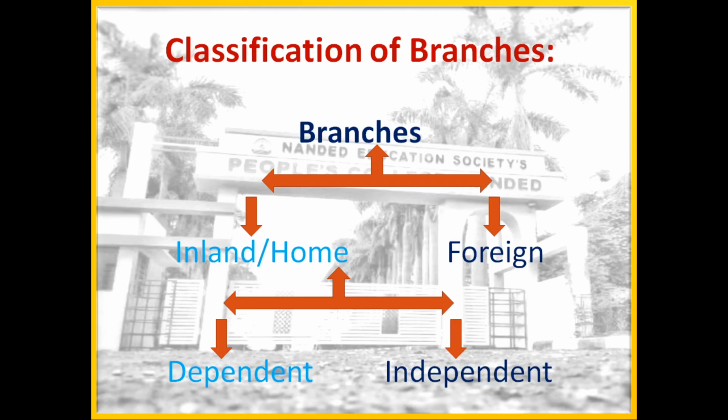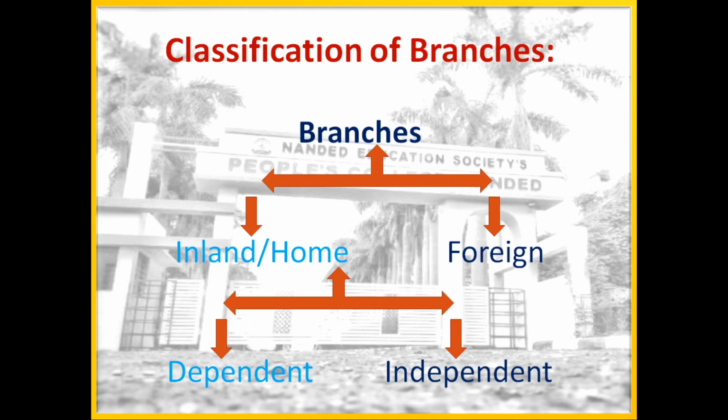Number one, these branches sell only such goods which are supplied by the head office. Normally they are not allowed to make purchases. Number second, selling price of the goods is fixed by the head office. Number third, selling policy is decided by the head office, whether to sell for cash or credit or both, etc.